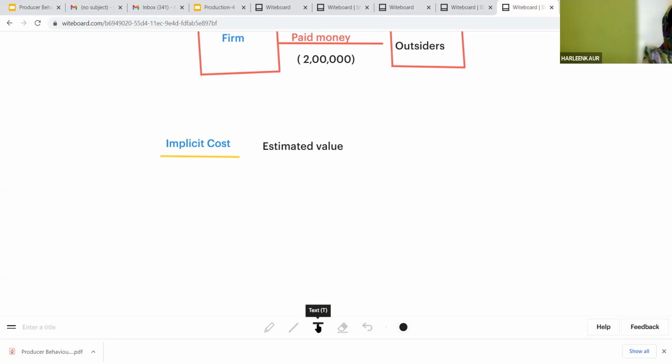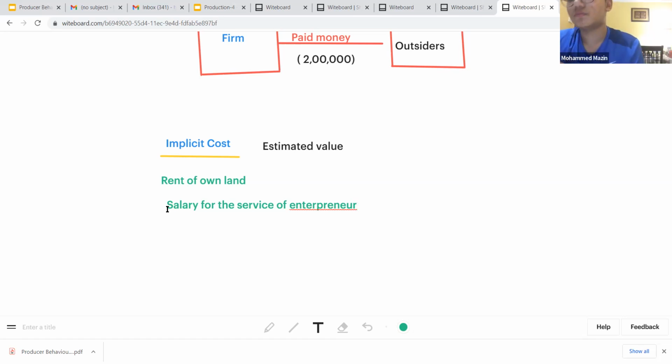Okay, so here, this is the rent of own land, and it can be a salary for the service of the entrepreneur.